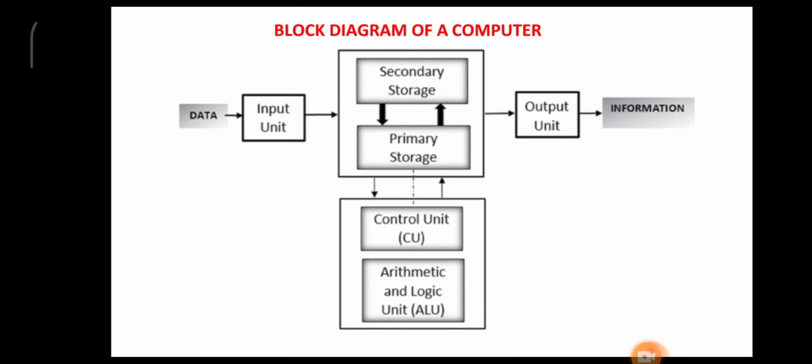Hope this is clear to you. Let me tell you once again. The input unit collects the input from the user through the keyboard. It immediately goes to the storage unit, which is the primary storage, which is the RAM.